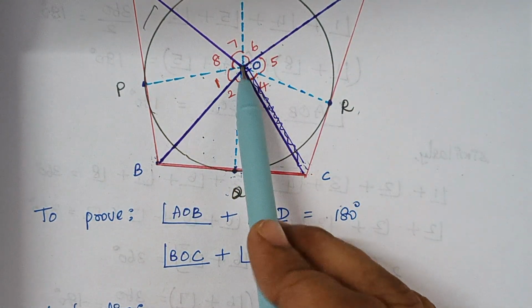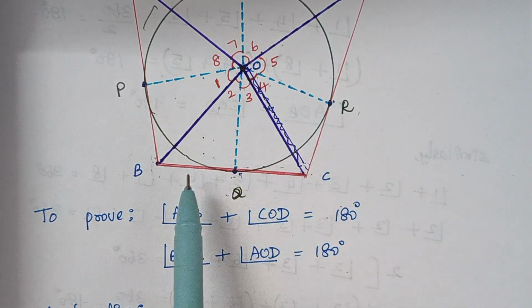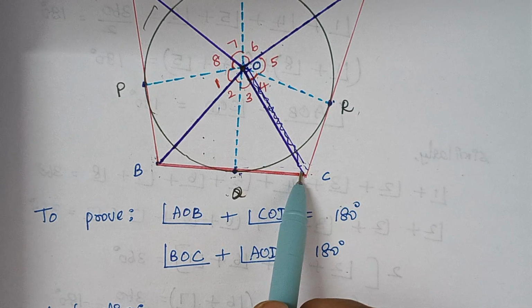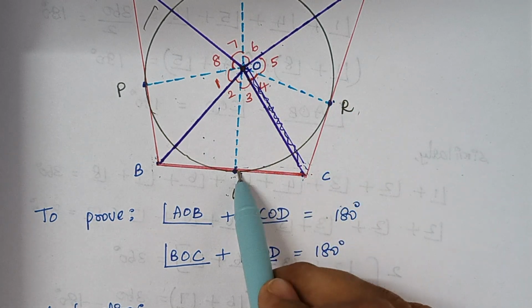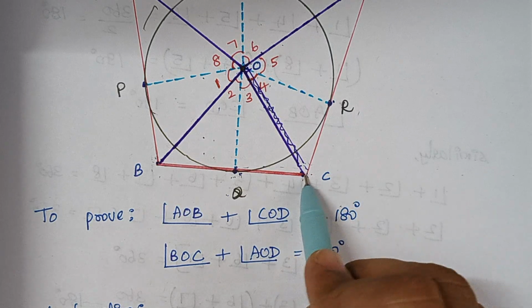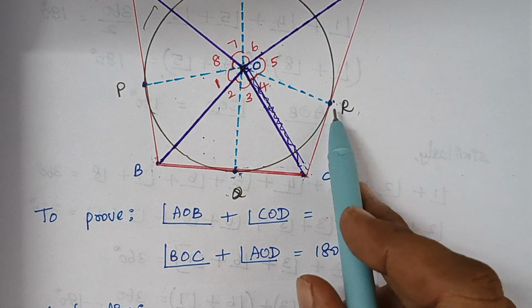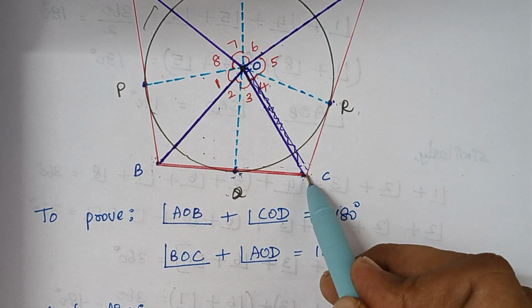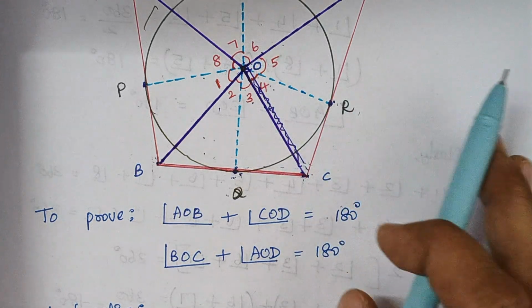So again you see OQ is equal to OR. Why? Because they are radii. And this side OC is common. And finally CR will be equal to CQ because C is an external point and CQ and CR are the tangents drawn to the circle from this external point. So in this way we can prove that angle 3 is equal to angle 4.